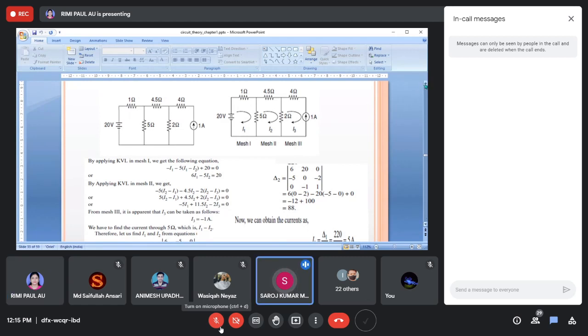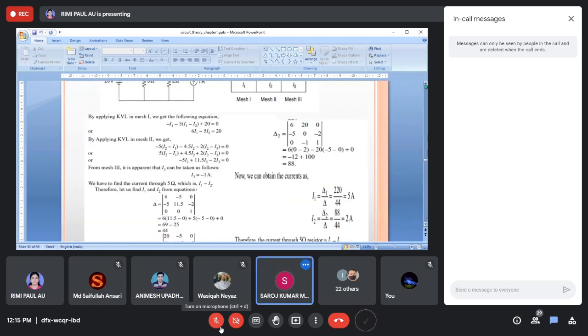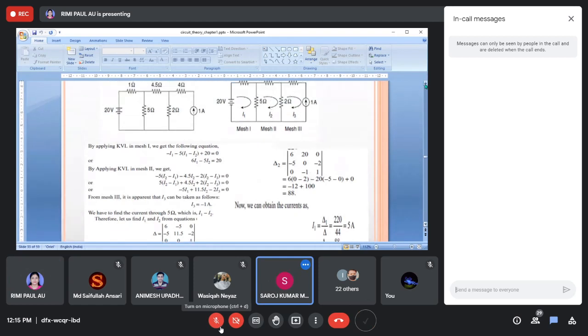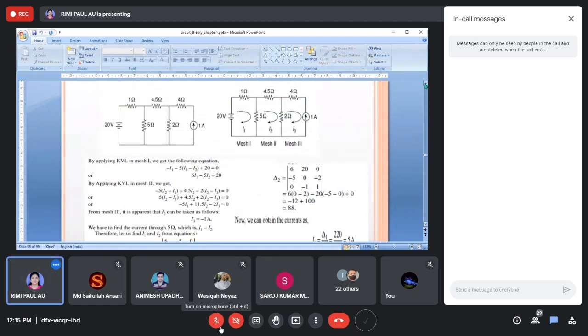Ma'am, 6i1 - 5 + 5i1 - 5i2 = 20. Slowly. 6i1 minus 5i2 = 20, minus 20 is equal to 0, the first equation, right? Next, zone 2. What is your name from zone 1? Ma'am, Saroj Kumar Mahato. Roll number 13.